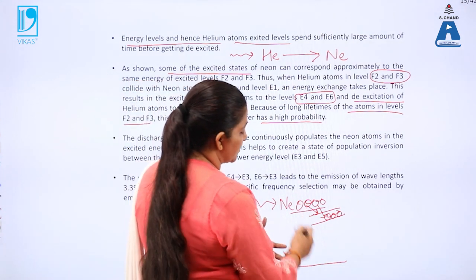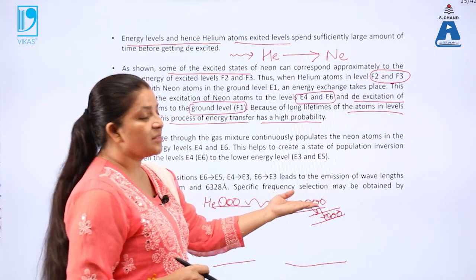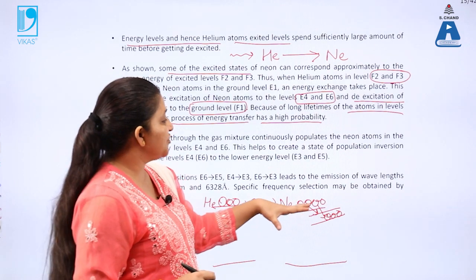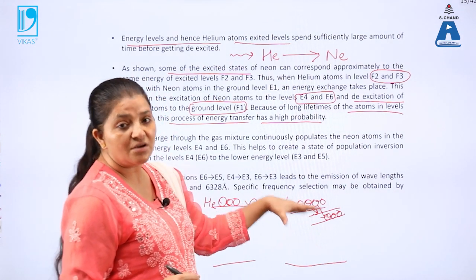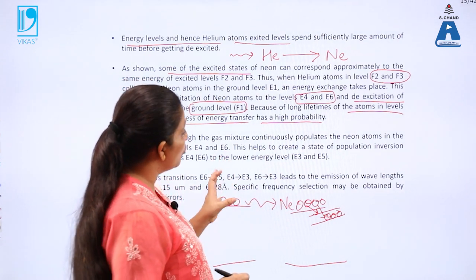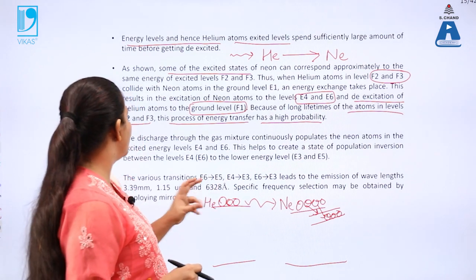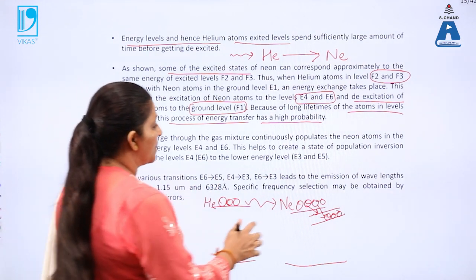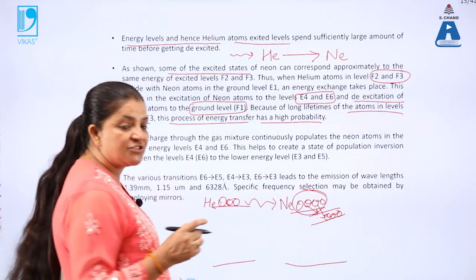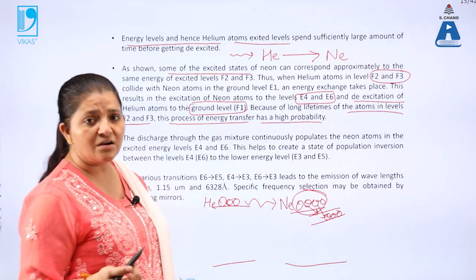Now what is this process? This process means the number of atoms is large in the higher state than in the ground state. This condition is known as population inversion. For the laser action to take place, population inversion is necessary. That means the population inversion takes place for the neon atoms which are in the excited state relative to the neon atoms which are present in the ground state.